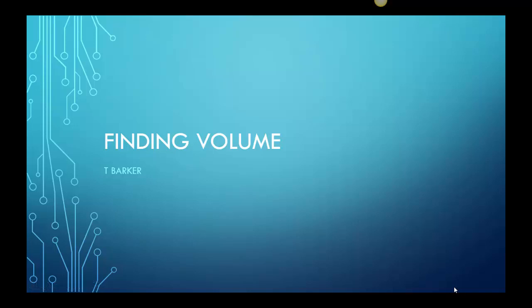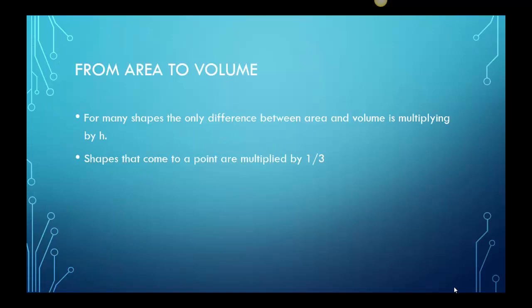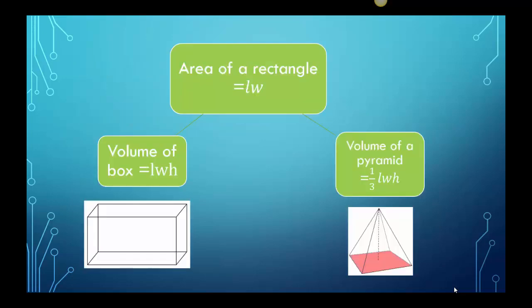We're going to take a second look at finding volume and look at the relationship between the shapes and just try to make sure that you understand which formula to use and when. So let's start with going from area to volume. For a lot of the shapes, the only difference between area and volume is multiplying by h, which is the height. You should notice that shapes that come to a point are multiplied by 1/3.